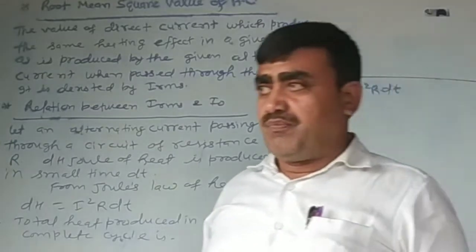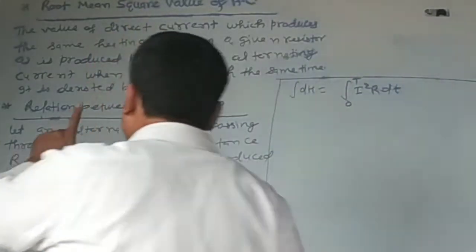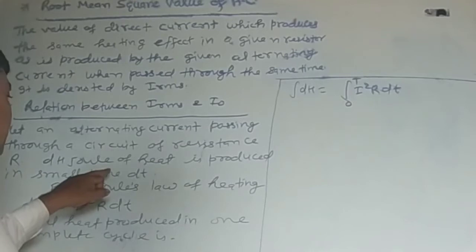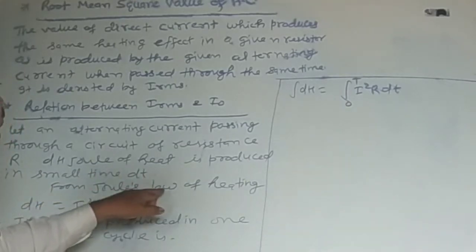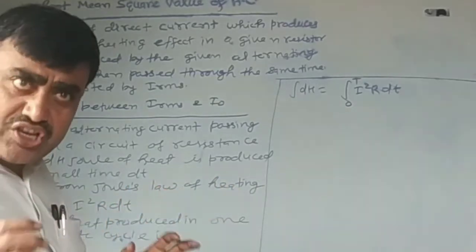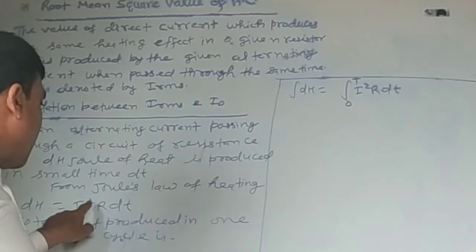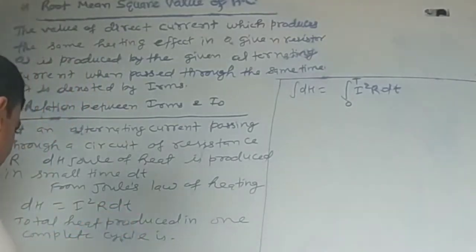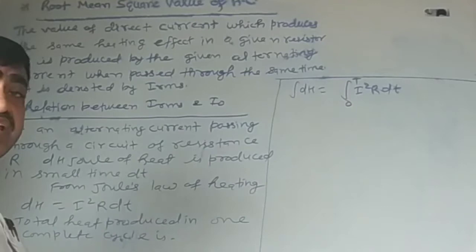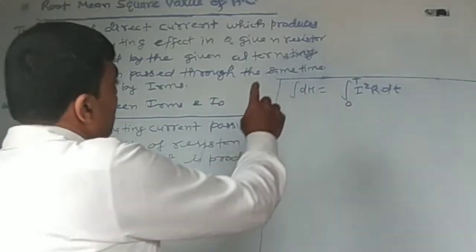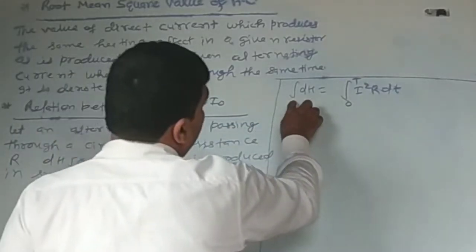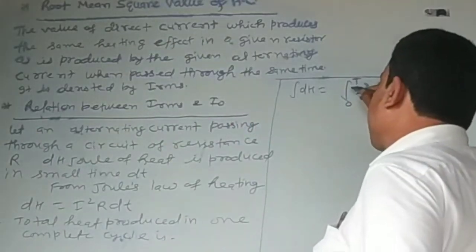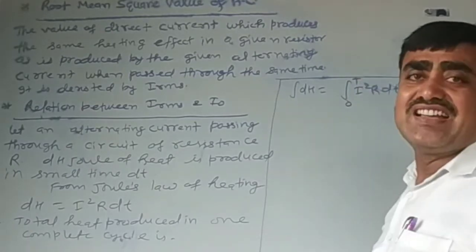From Joule's law of heating, if dH joule of heat is produced in the small time dt, then dH is equal to I square R dt. Here I is the instantaneous value of AC. Therefore, total heat produced in one complete cycle is, integrating both sides, integration dH is equal to integration 0 to t of I square R dt.